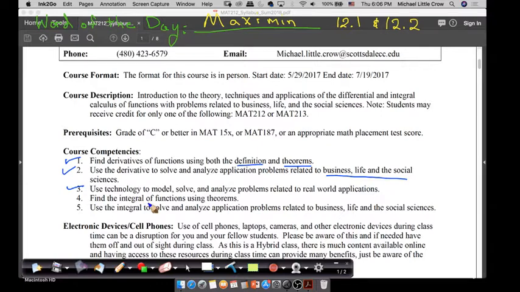The ones we haven't done: find the integral functions using the theorem. That's going to be chapter 13, which is 3 sections. Use the integral to solve and analyze application problems related to business, life, and social sciences. By the way, economics is a social science. Economics is also business. So if we cover economic applications, we've pretty much covered all of those.